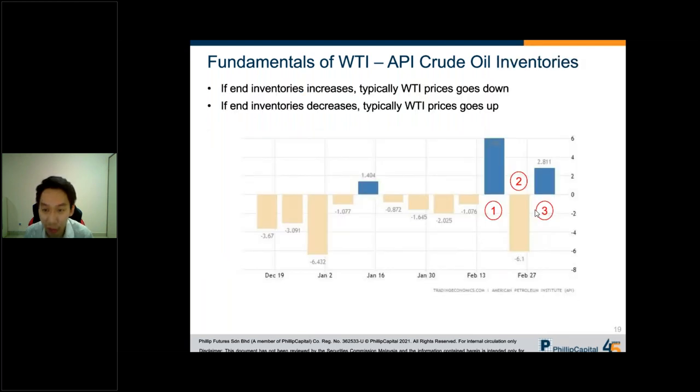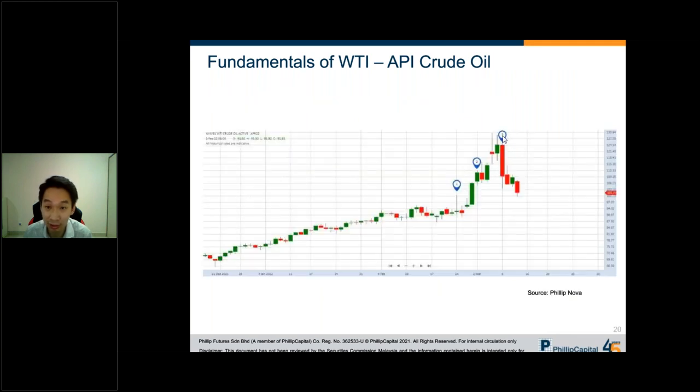And lastly, number three, after the drawdown in the previous week, we have a build up again. So we will expect price to go down. Let's see what happened on number three where the announcement was made. You can see the prices shut down. The prices go down because of this API on that particular day. So it will affect the short-term trend, especially when doing intraday trading, you have to look out for this API crude oil inventory. Okay, so far these are some of the main indicators you can use in your trading.